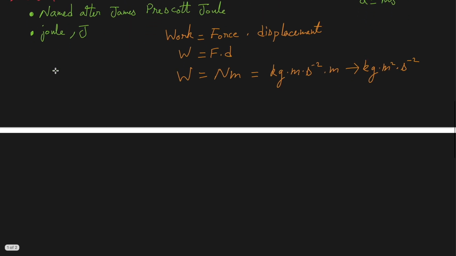Now we will have what we have discussed over here. We have work, and now we will discuss power. So what is power? The unit for power is watt, which was named after James Watt. So the unit for power was named after James Watt, and its full name is watt, and its symbol is capital W.